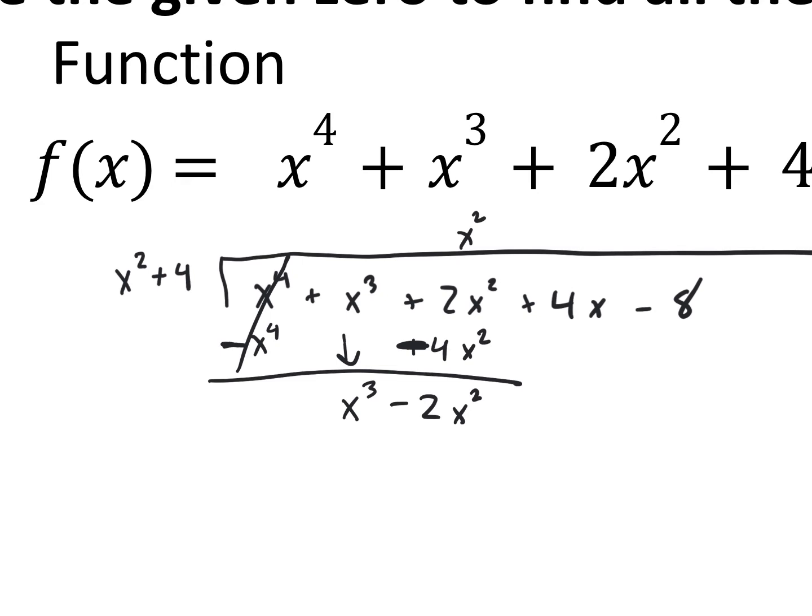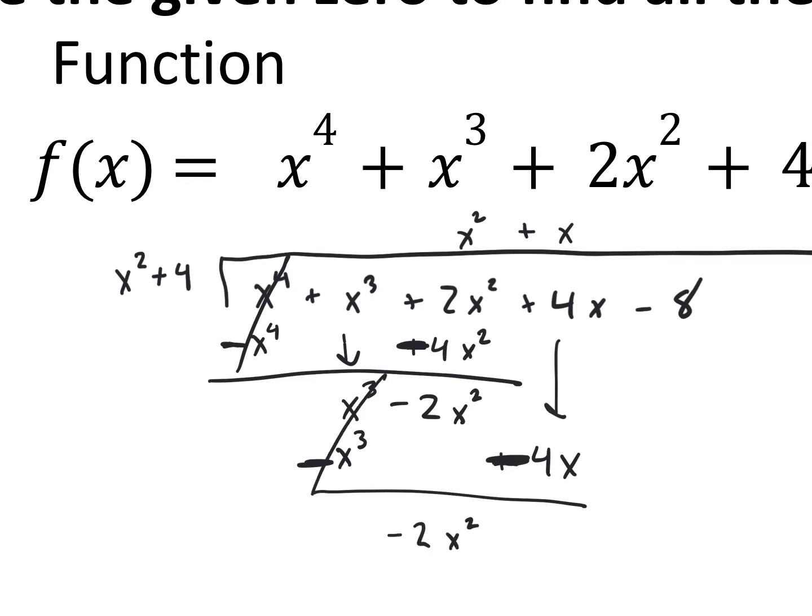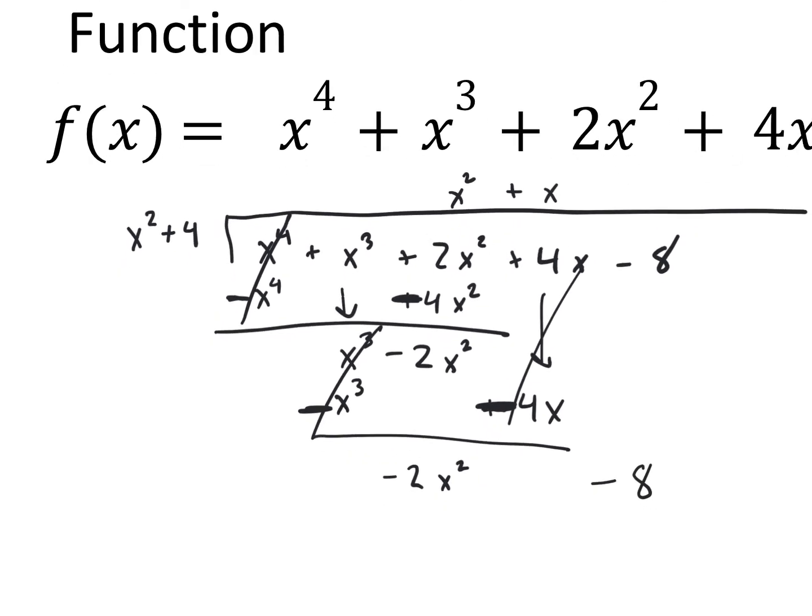Now what times x squared gives me x cubed? X, so plus x. So then I multiply that with everything out front, so I get x cubed, and then plus 4x. So notice how I leave a space again, because that has to go in line here. Change the sign, combine. So these cancel. I have negative 2x squared. What happens here? They cancel. So I can bring the 8 down. If you wanted to put 0x, you could do that too, just as a placeholder.